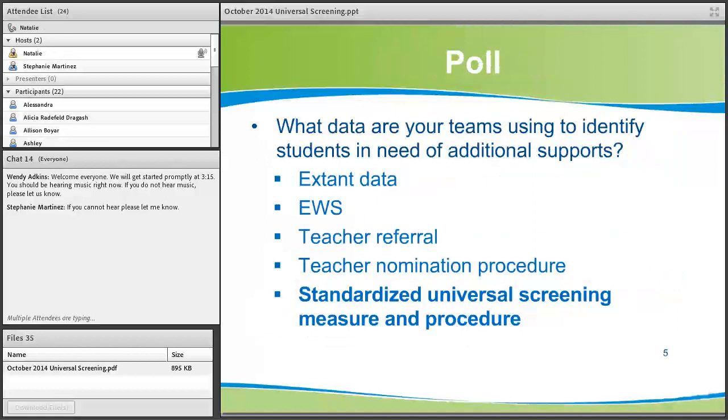So before we get started, we wanted to do another poll to get a sense of what types of data your teams are currently using to identify students in need of additional support.